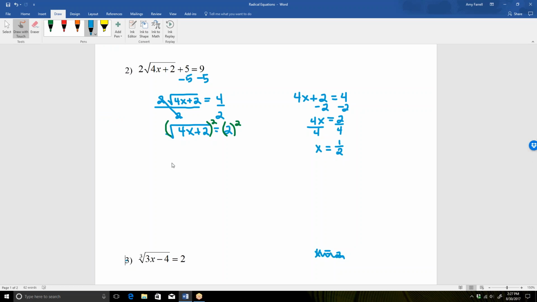All right, so x equals 1/2. So let's see if this is a good solution. So the square root of 4 times 1/2 plus 2, and we want to know, does this equal 2? 4 times 1/2 is 2.